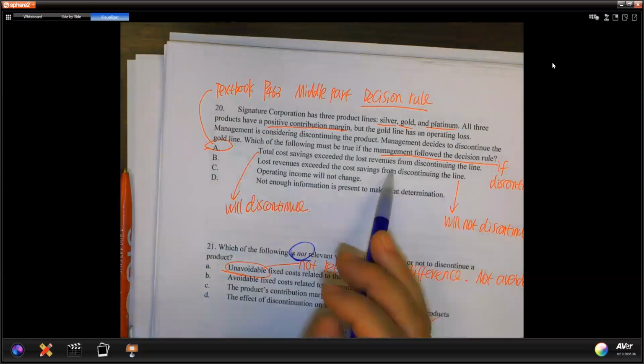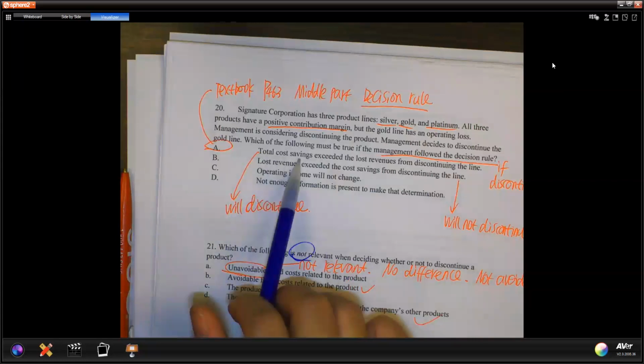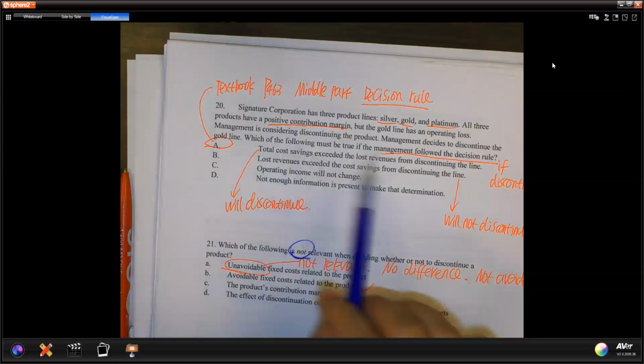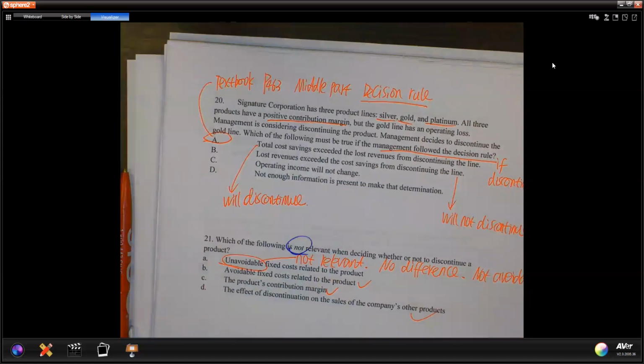And you know C and D are wrong. So total cost saving: you will save $10, but you will only lose $8. You will save $10, you will lose $8. Then you should discontinue. So the answer is A. I don't know if you got it or you are confused.